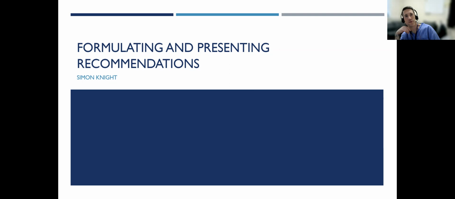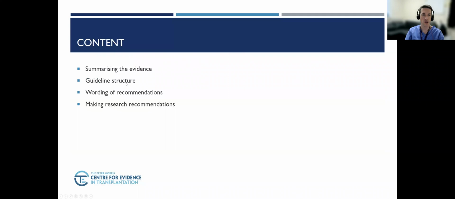In this next talk, I'm going to talk about how you can then take the evidence that you've found through your literature searches and formulate recommendations and present those in a coherent set of guidelines. So we're going to talk a little bit about how we might summarize the evidence, what the structure of a set of guidelines might look like. I'm going to talk more specifically about how to word recommendations to make them as clear as possible and easy to follow, and then a little bit about making research recommendations.